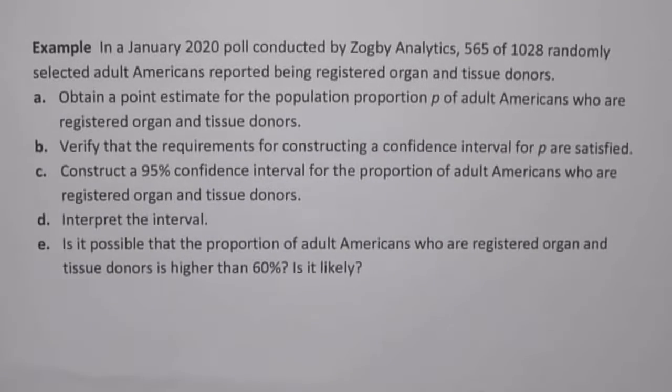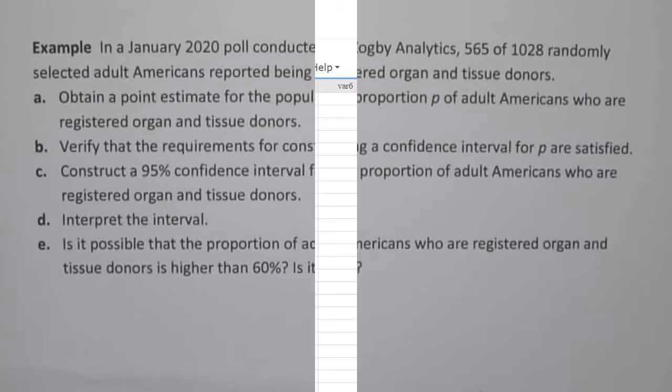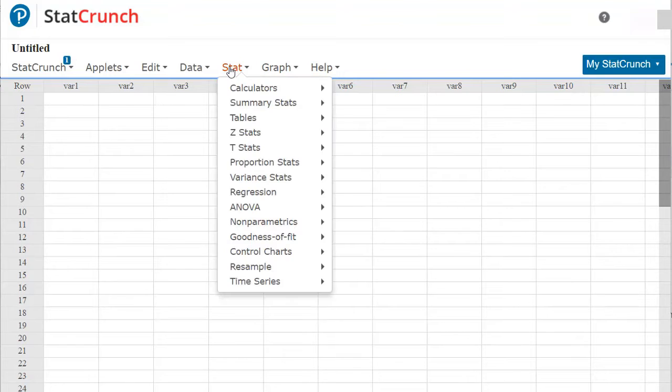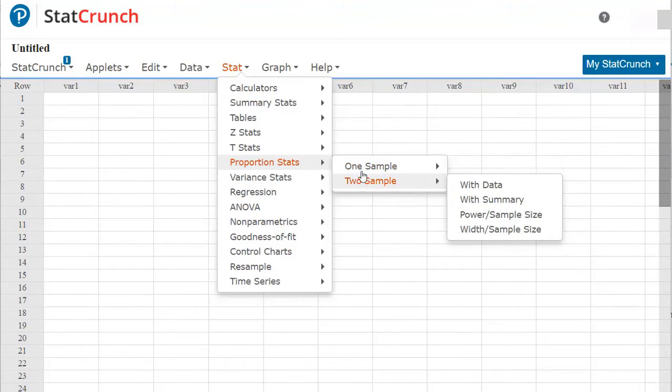Now we can also do this in StatCrunch. So in StatCrunch, if we want to construct a confidence interval, we're going to go to the Stat button, and this time we're going to go down to Proportion Stats. Proportion Stats because we're dealing with a proportion. When I point at the Proportion Stats menu, I get 2 options. I have the option of 1 sample or 2 sample. Well, in this case, we're dealing with 1 sample. Later on, we'll talk about the 2 sample case. But for now, we're dealing with just 1 sample.